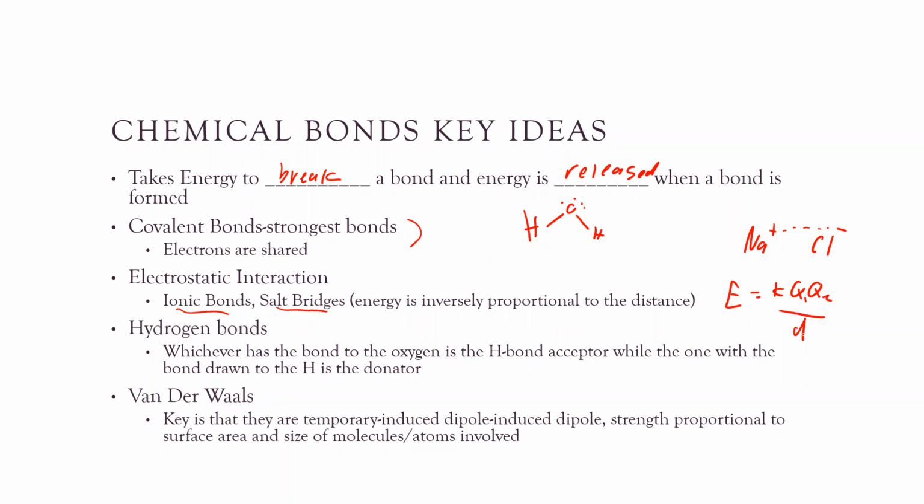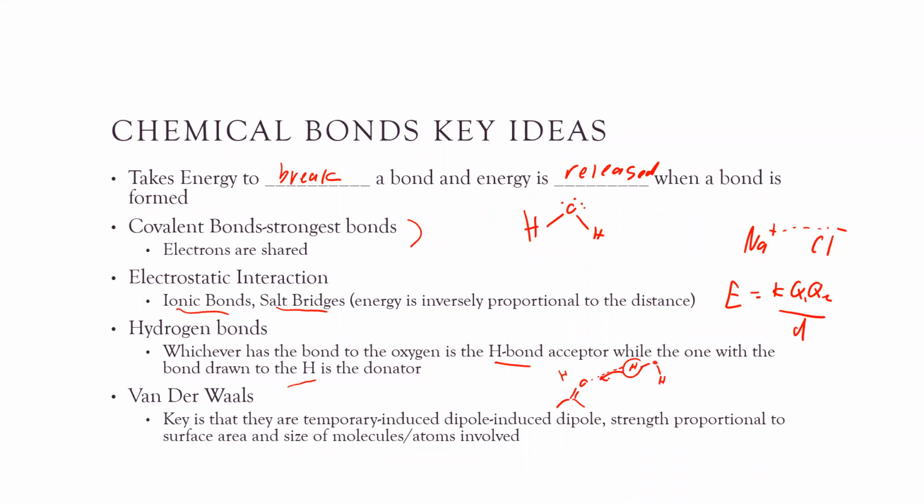And then hydrogen bonds, like we've gone over many times, whichever has the bond to the oxygen is the H bond acceptor. So say I have an oxygen here. Okay, so this one's going to be the hydrogen bond acceptor. And then the one with the bond drawn to the H is the donor. Okay, so this one has a hydrogen, it's going to donate its hydrogen. Questions about that? I think there will probably be a question about that on the test.